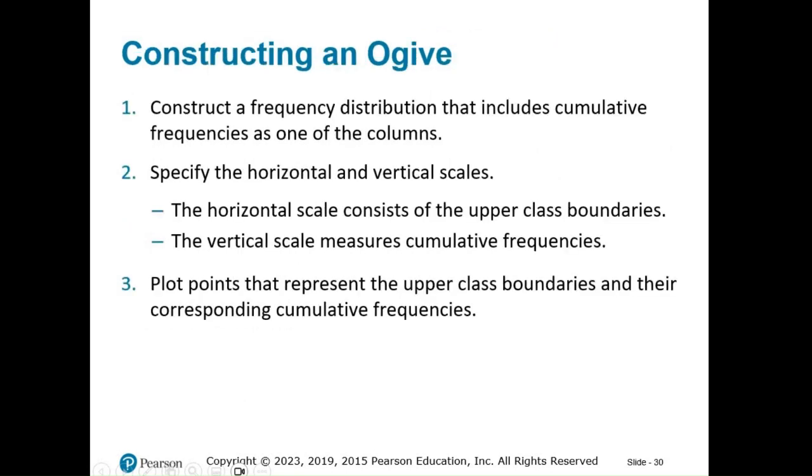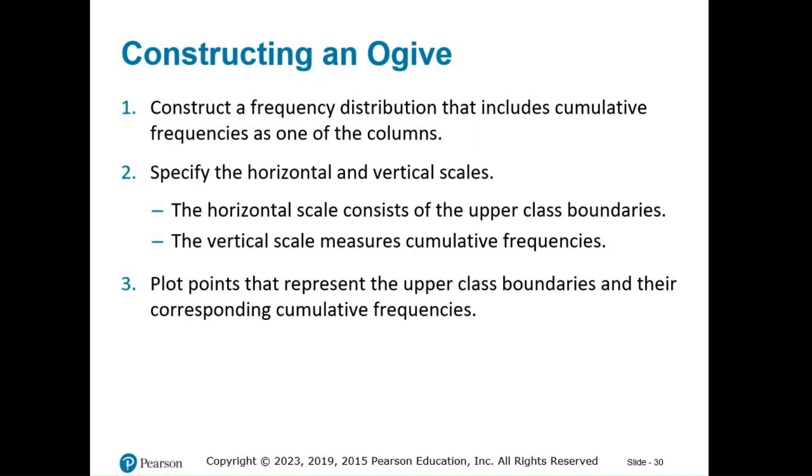To construct an ogive, begin by constructing a frequency distribution, that table that we've been working with, that includes cumulative frequency as one of its columns. Specify the horizontal and vertical scales. Remember, the horizontal scale is the upper class boundaries, and the vertical measures the cumulative frequencies. Then plot the points that represent the upper class boundaries as your x-coordinates, and the corresponding cumulative frequencies as your y-coordinates. Next, connect the points in order from left to right.